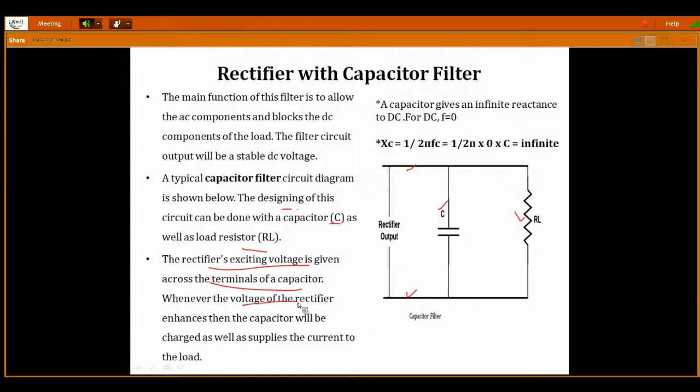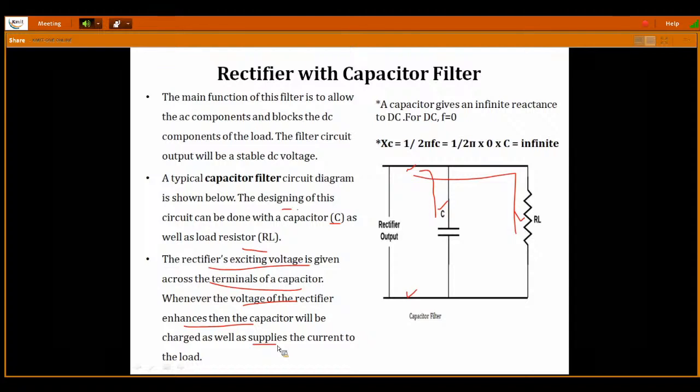Now, whenever the voltage of the rectifier increases, the capacitor will be charged. That means if any AC pulses are there in the rectifier output, they flow through the capacitor, and the capacitor is charged with respect to that AC source. If any DC component is there, the capacitor will block the DC component. From these two terminals, the DC component comes directly and appears across the load resistance, and current is supplied to the load. We will discuss this with respect to the half wave rectifier and the full wave rectifier.